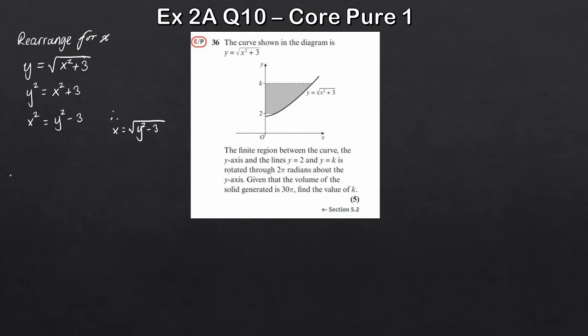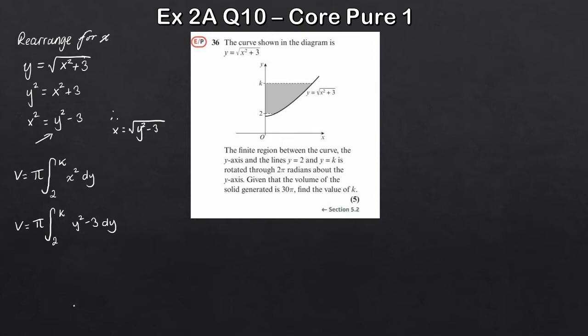Now we can work with the formula. So remember the formula again. V is equal to pi times the integral. So remember, we want to know what the upper limit is, which is k. My lower limit is 2. And this is for x squared. So this will be x squared dy. So we carry on. Just plugging in our x squared. Pi times the integral k to 2. Now x squared is just this. This is our x squared here, so that'll be y squared minus 3 dy.